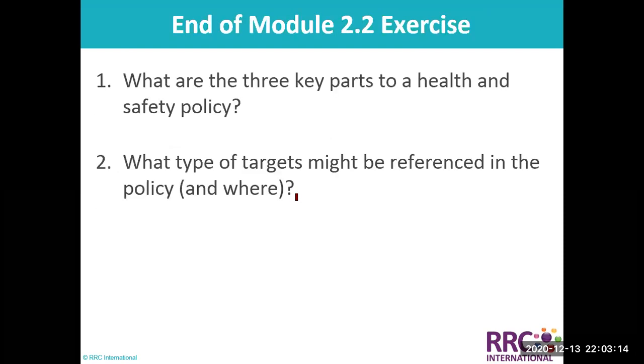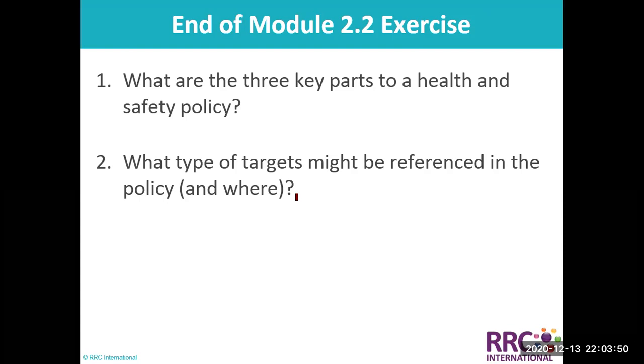And then module 2.2, what are the three key parts of a health and safety policy? We said three key parts of a health and safety policy. We're looking at statement of intent, organizing, and arrangement. Statement of intent, what do you want to achieve? Organizing, who is responsible for what? And arrangement has to do with how you're going to be carrying it out.